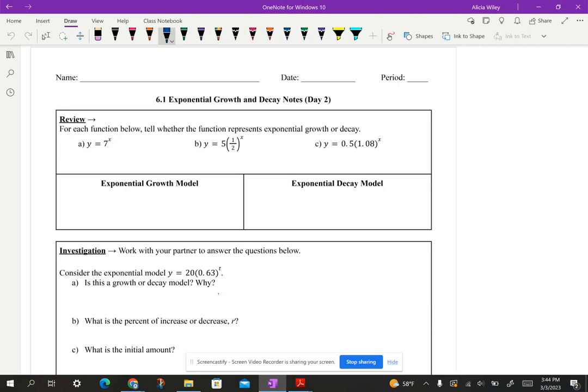Hello, everybody. Today we're going to continue on with section 6.1, exponential growth and decay. These are day 2 notes.